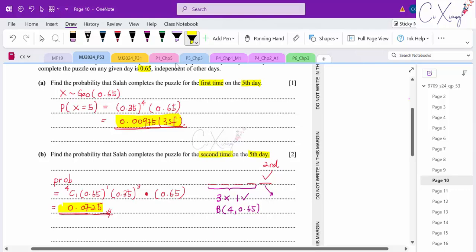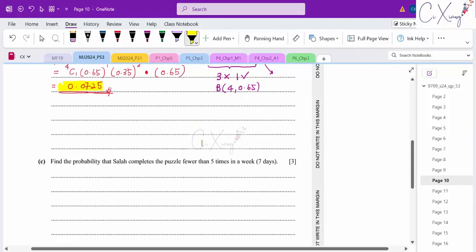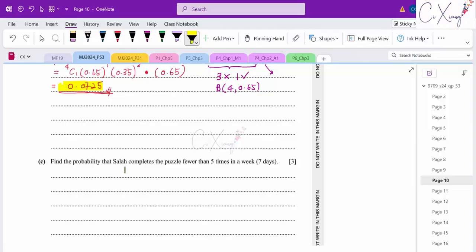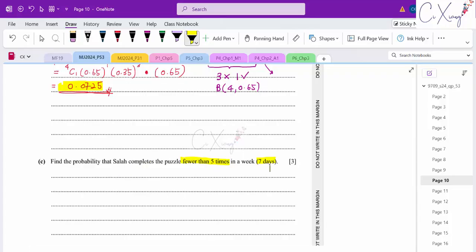Alright, then let's proceed to part C. For part C, now they want us to find the probability that Salah completes the puzzle fewer than 5 times in 7 days. For this kind of structure, you are having a larger number, which is 7 days, and then fewer than 5 from that number where something happened. Something happened means completing the puzzle. So this structure of question belongs to binomial.